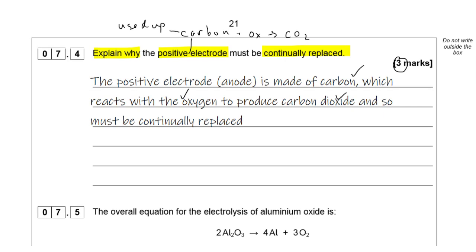So let's look at the marks. The positive electrode or anode is made of carbon, 1 mark, which reacts with the oxygen, 2 marks, to produce carbon dioxide. That's your 3rd mark, and that's why it must be replaced.